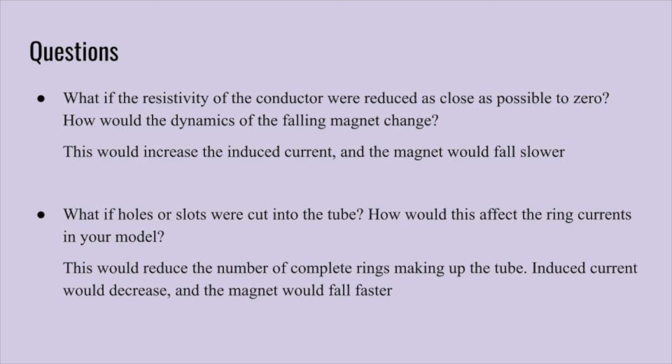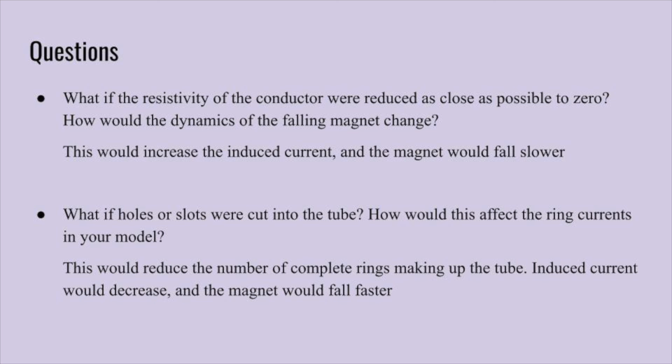What if the resistivity of the conductor was reduced as close as possible to zero? How would the dynamics of the falling magnet change? If the resistivity of the conductor was reduced, this would increase the induced current and the magnet would fall slower.